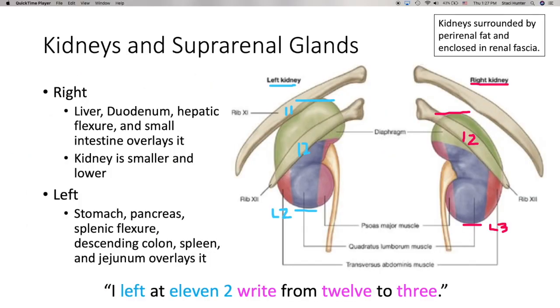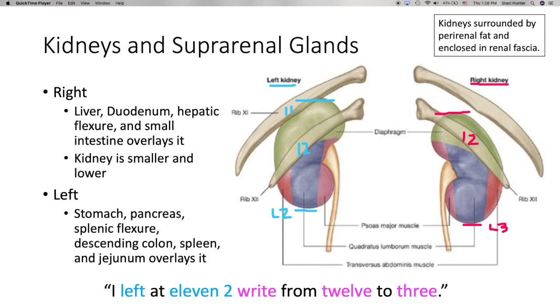Okay, so we've got the kidneys and the suprarenal glands. Now remember, these are retroperitoneal. And so if you're wondering what in the world are suprarenal glands, these are also just called our adrenals. So if you've heard of the adrenal glands, that's the same thing. All it means is that they just sit on top of the kidney. So I like to sort of jokingly call these the little hats of our kidneys.